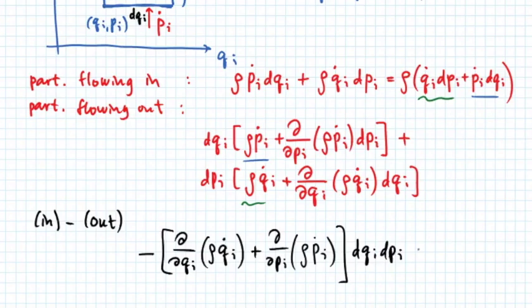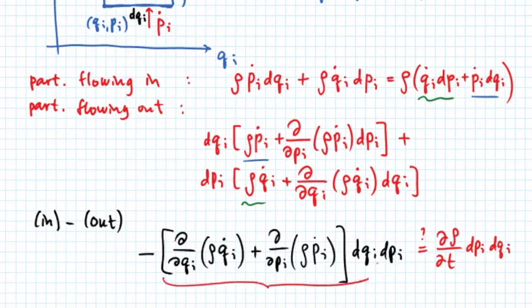Well, it's equal to the partial derivative of rho with respect to time times dp_i dq_i. What I've written here is not quite right because I'm only considering one component. Of course, what I really have to do is sum over all of the dimensions, so sum over all i from 1 to n. And then that overall sum will be equal to the rate of change, the partial derivative of rho with respect to time.